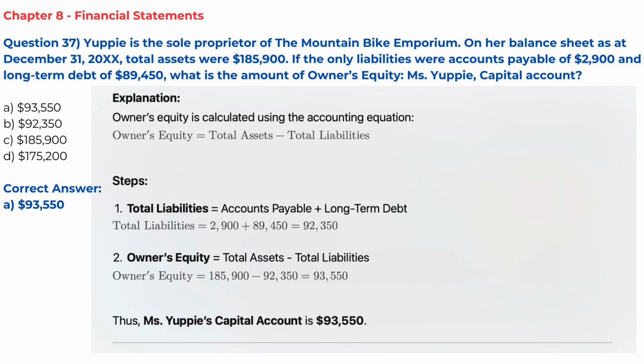Explanation. Owner's equity is calculated using the accounting equation. Owner's equity equals total assets minus total liabilities. Steps. 1. Total liabilities equals accounts payable plus long-term debt in this scenario. Total liabilities equals $2,900 plus $89,450, which equals $92,350. Step 2. Owner's equity equals total assets minus total liabilities. Owner's equity equals $185,900 minus $92,350, which equals $93,550. Thus, Miss Yuppie's capital account is $93,550.